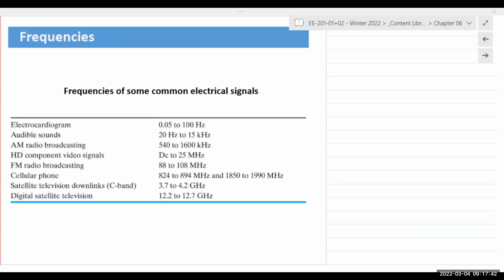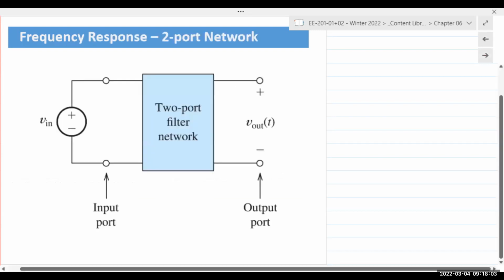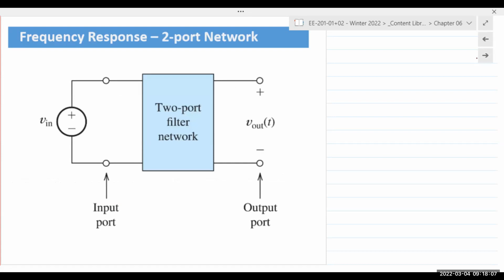Same thing with cellular phone signals. You have AT&T, T-Mobile, Verizon. All of those operate at certain frequencies, with what are known as frequency bands. And so there's a filter at the front end of every wireless device. Every smartphone has a filter at the front end. So let's look at what a filter is. But before we talk about filters, I want to present a 2-port network.